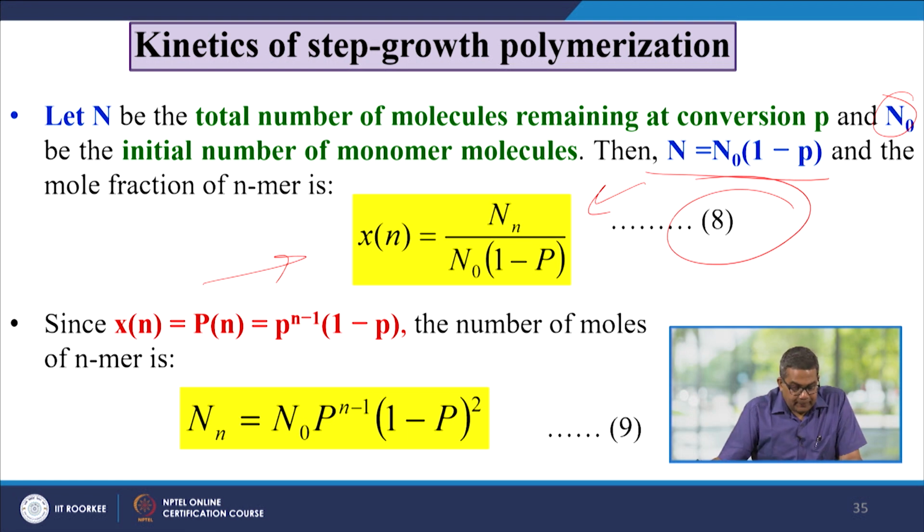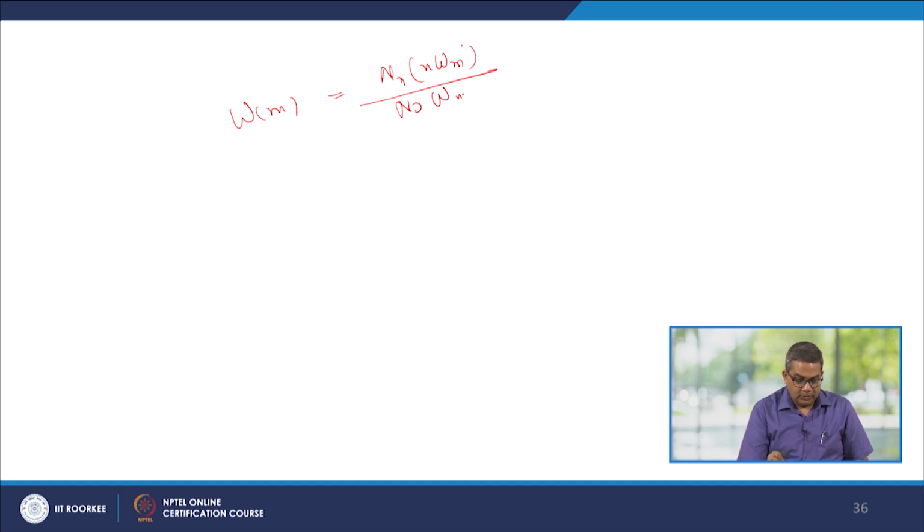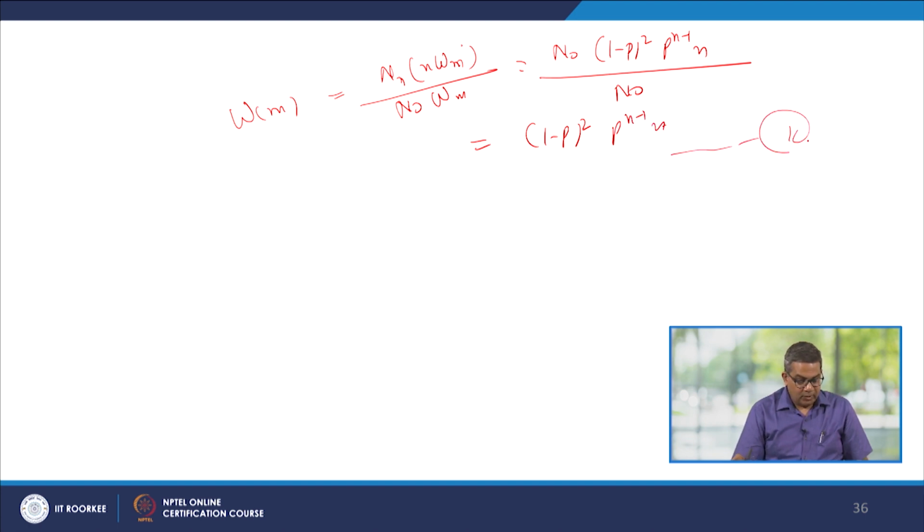Now, since xn is equal to P to the power n minus 1 into 1 minus P, the number of moles of n-mers, Nn, is equal to N naught P to the power n minus 1 into 1 minus P square. This is equation number 9. So, the weight fraction of n-mer, Wn, is equal to Nn Wm over N naught Wm, which is equal to 1 minus P square P to the power n minus 1 n. This is equation number 10, where Wm is the molecular weight of a repeat unit.